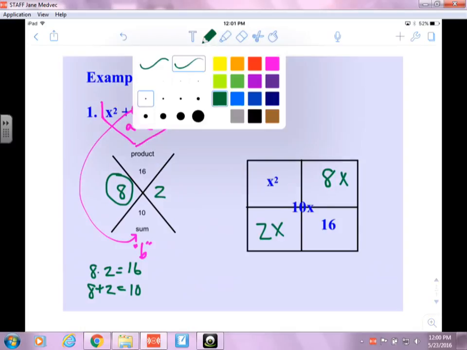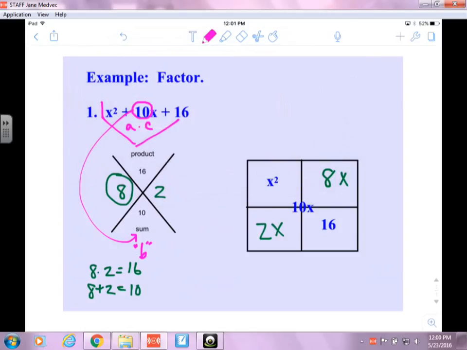We okay so far? Now what I'm going to do is work backwards. What times what gives me x squared? x times x. You'll notice it's kind of like that lattice stuff that we're used to. x times x gives me x squared. x times what gives me 8x? 8. So I'm going to put an 8 up above.